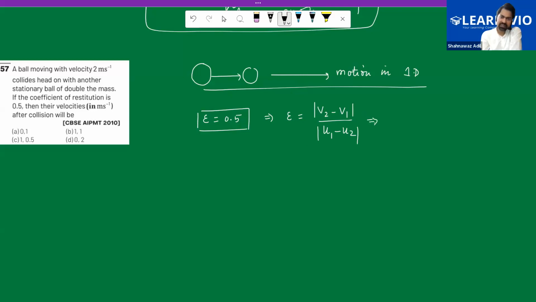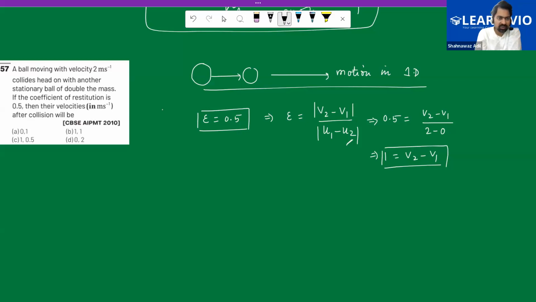E is given, that is 0.5, and V2 minus V1. A ball moving with velocity 2 meter per second collides with a stationary ball. So U2 is 0, and U1 is 2 meter per second. So 2 minus 0. Then 0.5 into 2, that is 1, and V2 minus V1. So this is one equation.